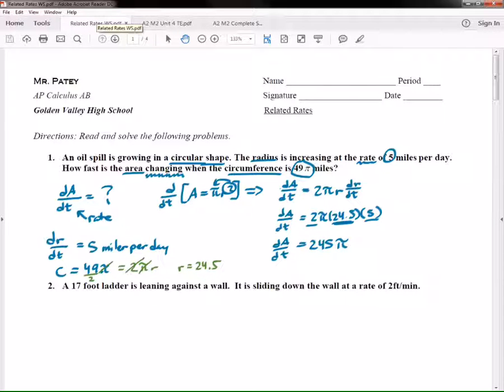But we didn't do our label. What is that going to be? Now I know area is like a unit squared, but what are our units right now? Miles. Okay, so we have miles squared, and then per what? Per day. Now how do I know it's per day? Because the rate at which the radius is increasing was given to me per day. And so this is your answer for this problem.